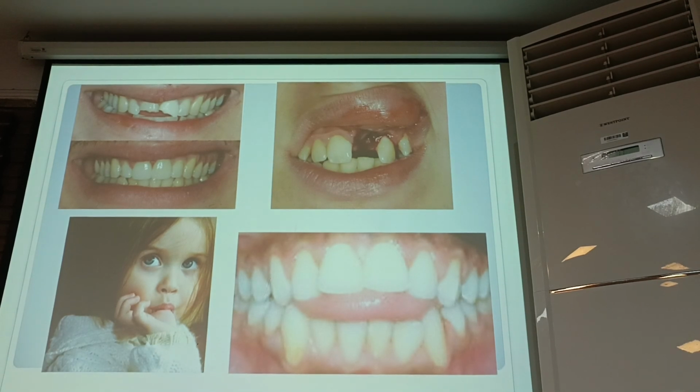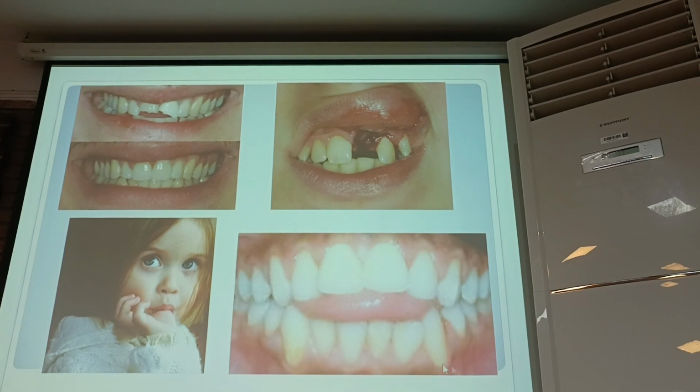We also have oral habits in children, for example, open bite. You can see open bite here. It is made by, for example, thumb sucking. This is a very common oral habit in pre-school children actually.